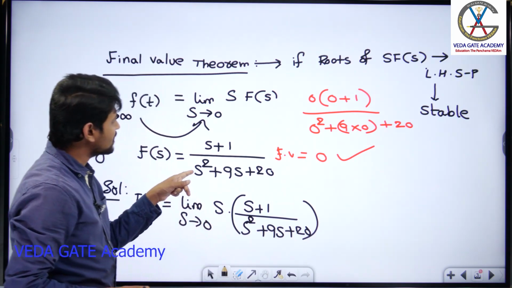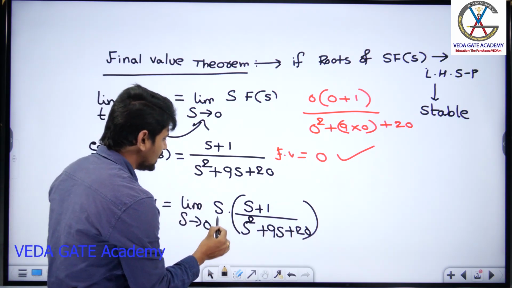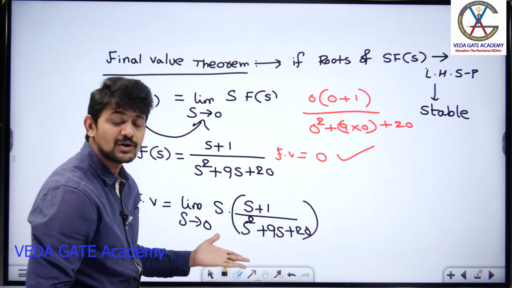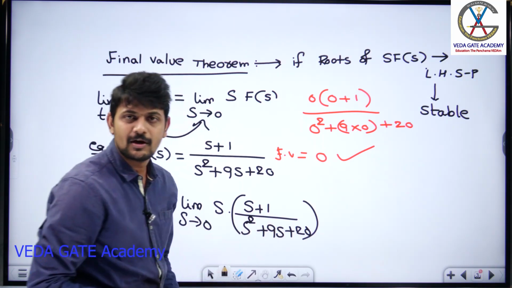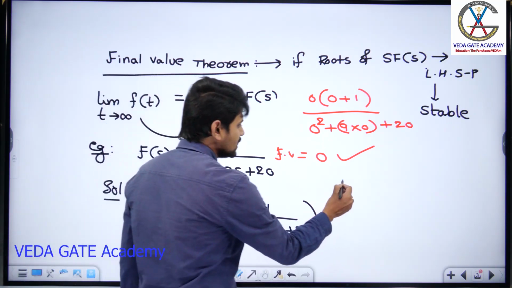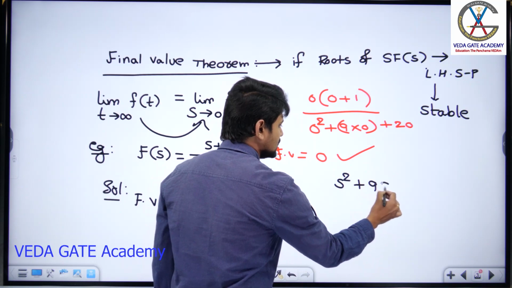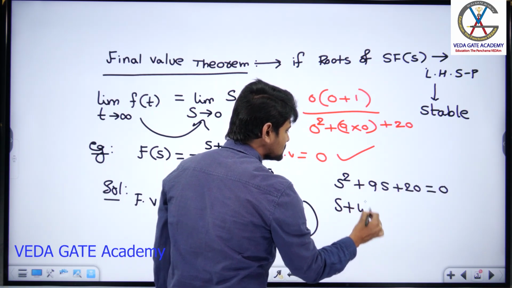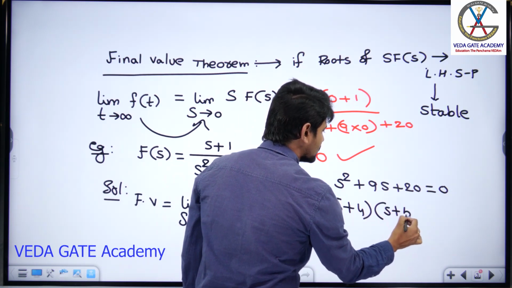So consider this example: the roots of s into f of s. If you are taking s into f of s as this one, can you tell me what the roots are? How to determine the roots? Simply make the denominator polynomial equal to 0 and find the roots. The denominator polynomial of s into f of s gives s square plus 9s plus 20 equal to 0. I can write this as s plus 4 into s plus 5. Am I correct or not?